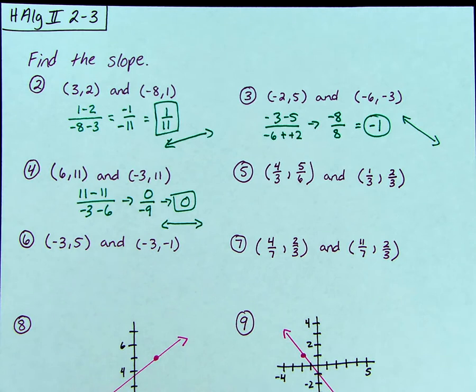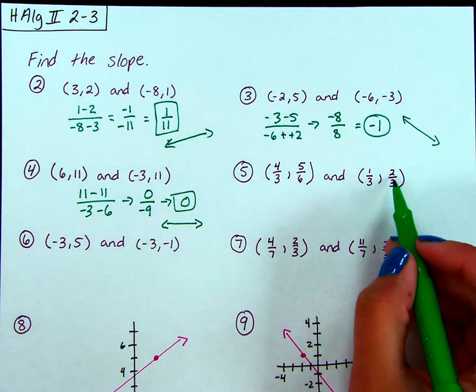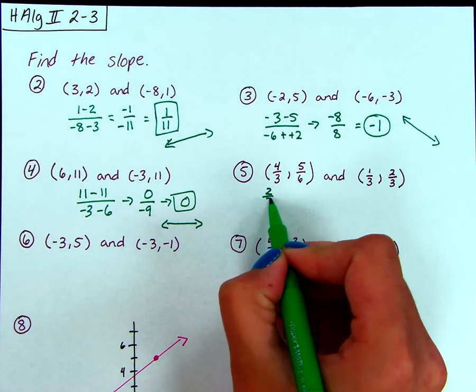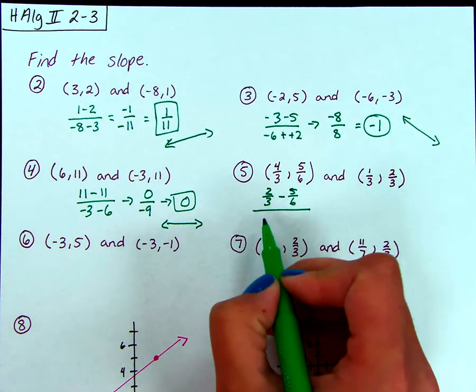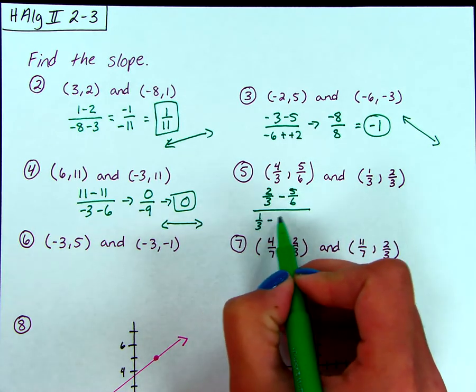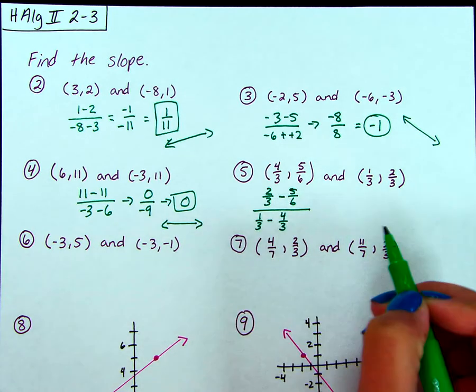All right, let's go to our next one. Ooh, fractions. So, looks like we have 2/3 minus 5/6 over 1/3 minus 4/3.